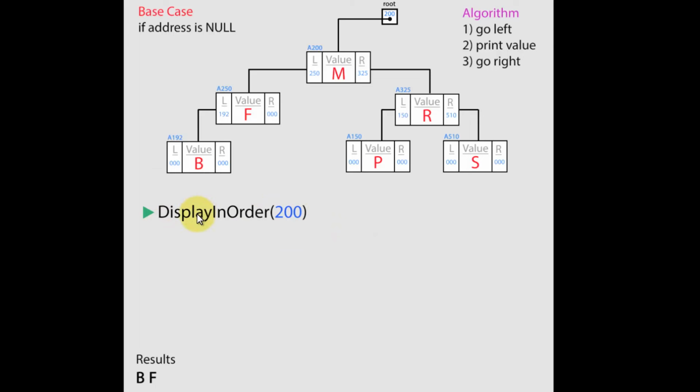Okay, so now we're back at the beginning, and we need to finish the execution of display in order on the root on 200. We already went left, so we already took care of step 1. So now we need to take care of step 2, which is to print the value. Okay, so then step 2 occurred. Now we have the M. So far we have BFM. Now from display in order, we need to do the third part, which is go to the right.